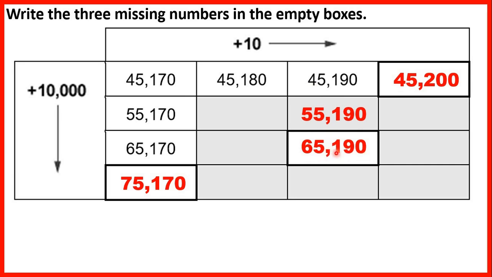65,190. The other way to find this box is to look at this number and add 10 as we go across. So if we have 65,170, 10 more than that will be 65,180, and then we'll have 65,190 as our answer for this missing box.